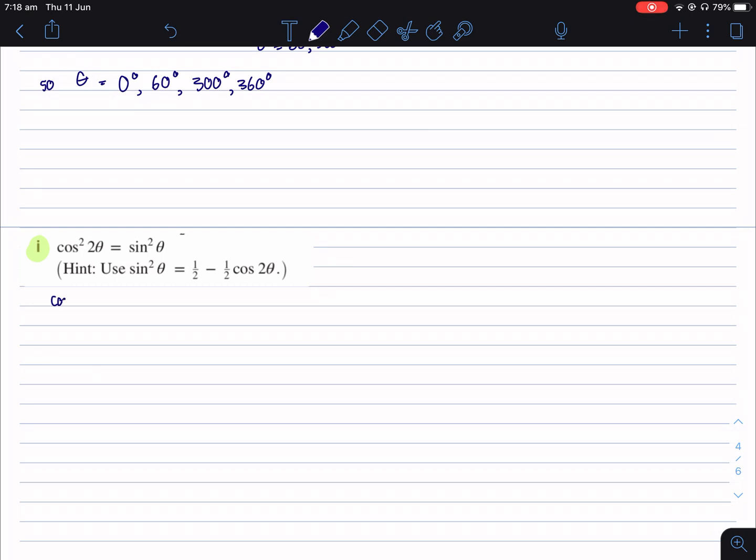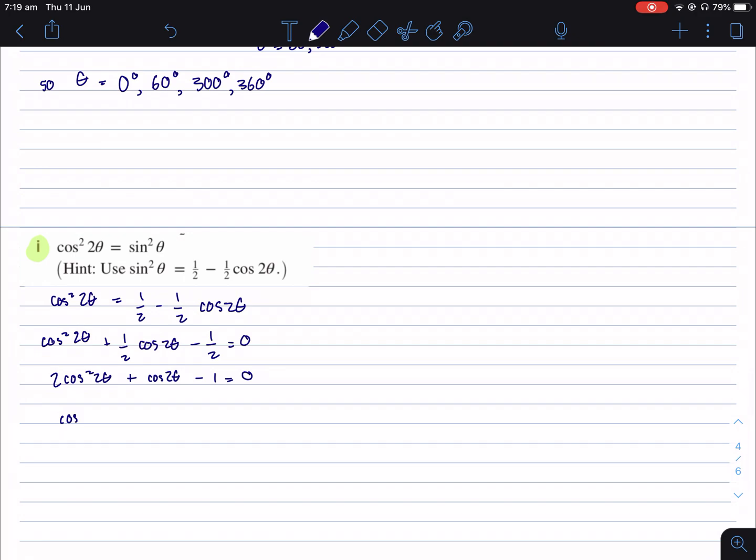So we've got cos squared 2 theta. Now they've said to replace sine theta with half minus half cos 2 theta. So I've got cos squared 2 theta plus half cos 2 theta minus a half equals 0. I'm going to times everything by 2. I hate fractions. So 2 cos squared 2 theta plus cos 2 theta minus 1. I'm going to quadratic this.